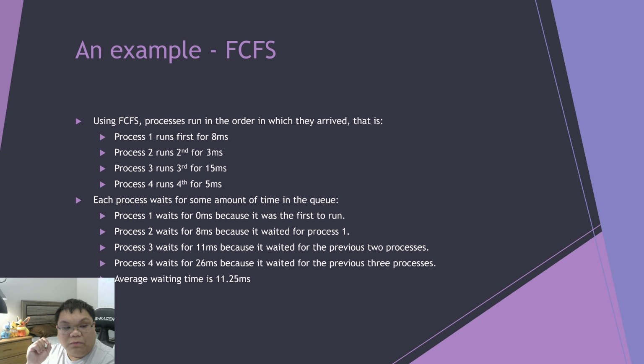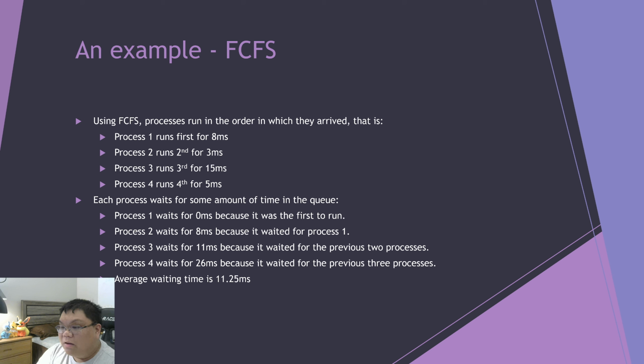We can calculate their waiting time and their turnaround time. So waiting time is basically how long they are waiting in the queue for, and turnaround time is how long it took from when they first arrived in line to when they finally complete their job. And we can calculate averages as well. So, okay, let's think about this. Process 1 runs first for 8 milliseconds, process 2 runs second for 3 milliseconds, process 3 runs third for 15 milliseconds, process 4 runs fourth for 5 milliseconds.